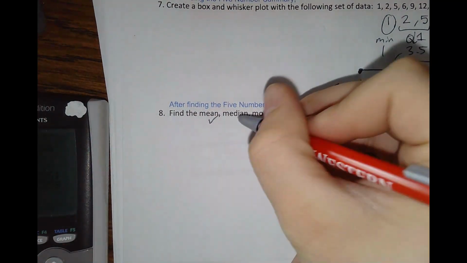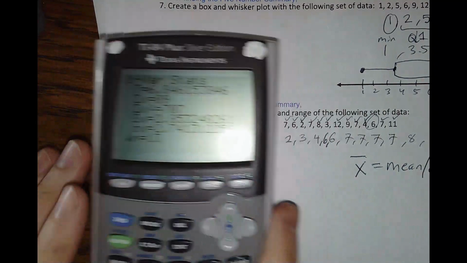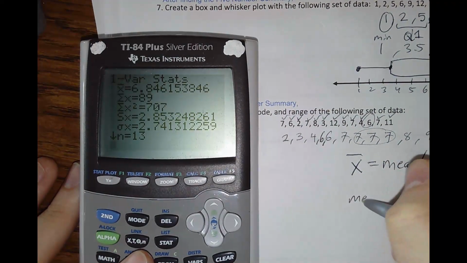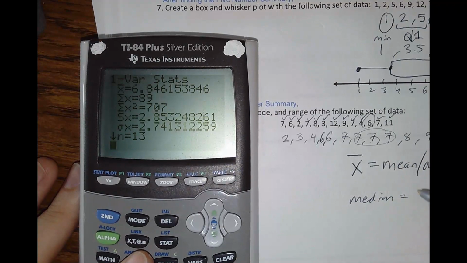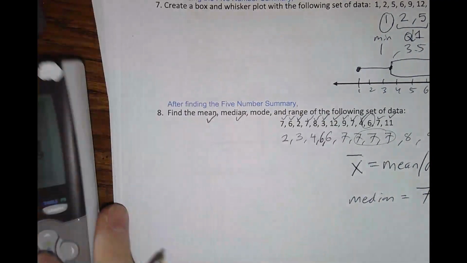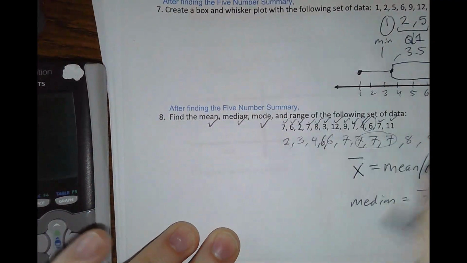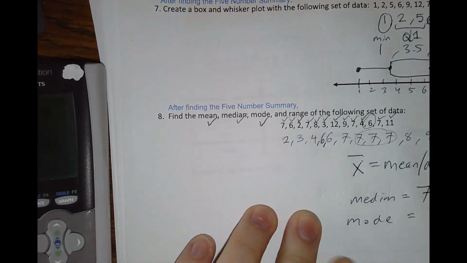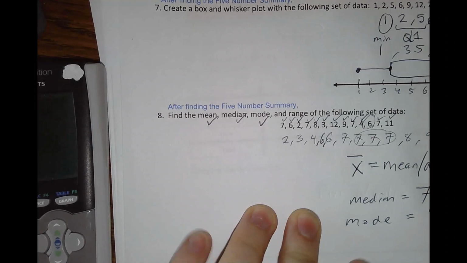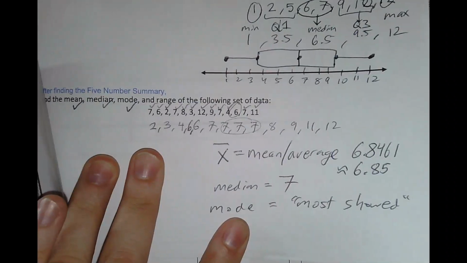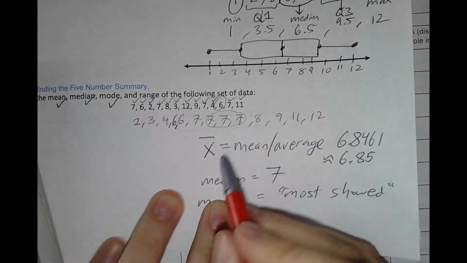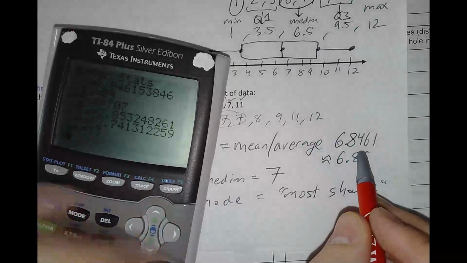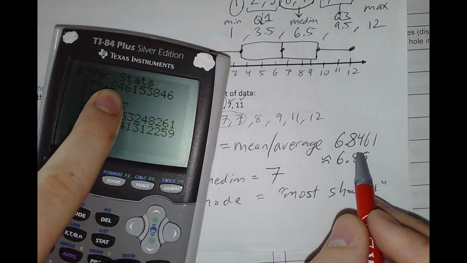The median is going to be the middle number. As you can see, the middle number is definitely going to be 7. So the median is 7. The mode is which number is the most showed. The most showed number. I'm sorry, that was showing off screen. So we had X bar, the mean or average is 6.846, which is the first number in our graphing calculator.